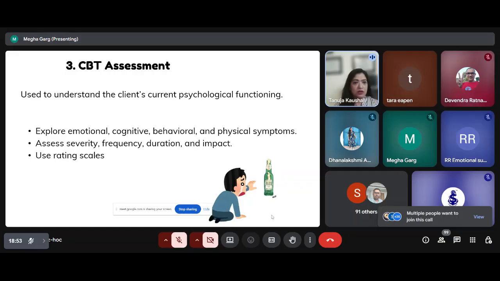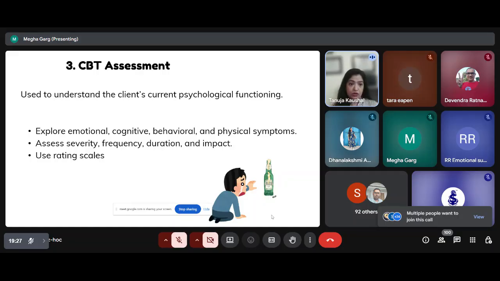Okay, CBT assessment. CBT assessment is used to understand the client's current psychological functioning. Now, this is very, very important, because on the basis of assessment, you're going to set your goals, and you're also going to more or less decide what kind of techniques you're going to apply. It is the initial step: we need to get a very clear picture of the client's current emotional, cognitive, behavioral, and physical symptoms.